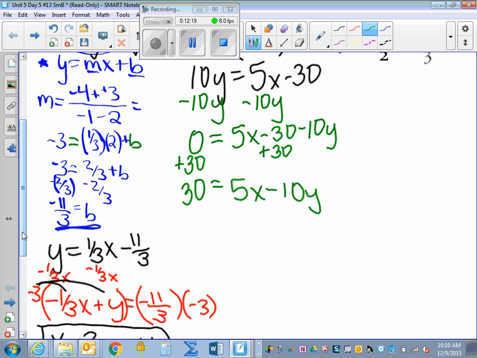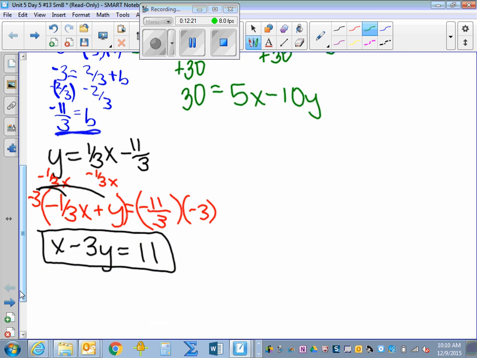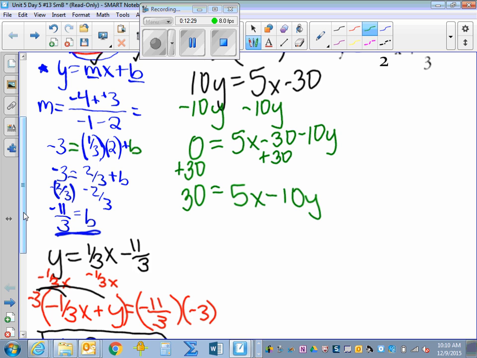You can do it the first way where you subtract it over and divide by -1. That's perfectly fine. Some people don't like the division with the negative. Okay, and then my last step, I need the 5x and 10y on the left side, so I can flip my entire equation around. 5x minus 10y equals 30.